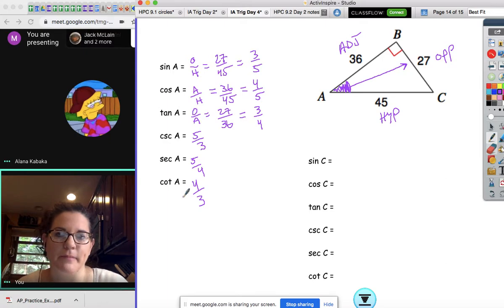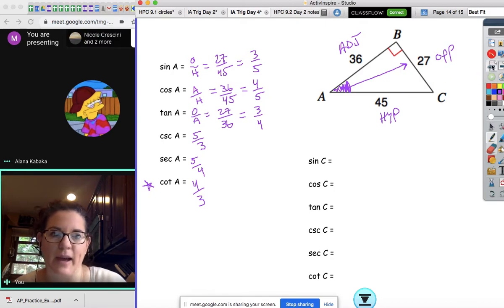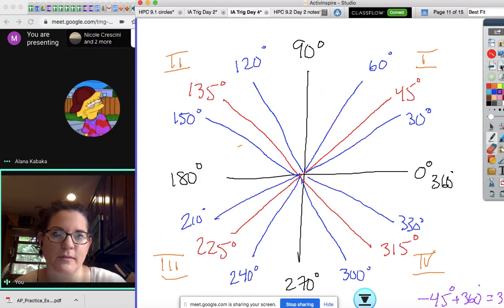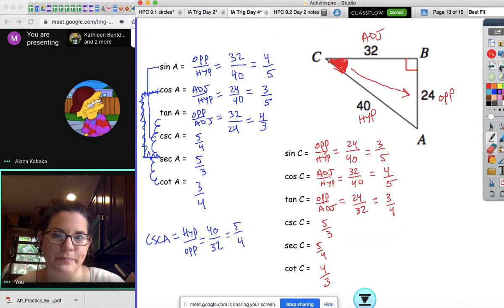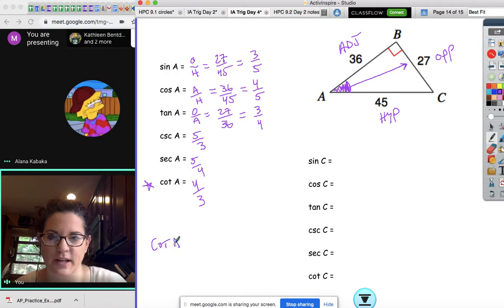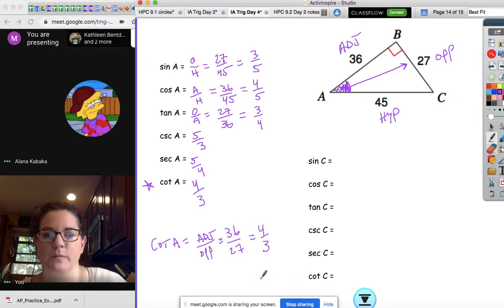So if I gave you this problem and I only asked for cotangent, you could find tangent and then flip it. Or you could go back to the very beginning, where we wrote down that the cotangent relationship is adjacent over opposite. So you could do it that way as well. You could say, okay, cotangent is adjacent over opposite, and the adjacent side's 36, and the opposite side's 27, and then you reduce that down, and you can get your answer that way as well. Whatever way you want.